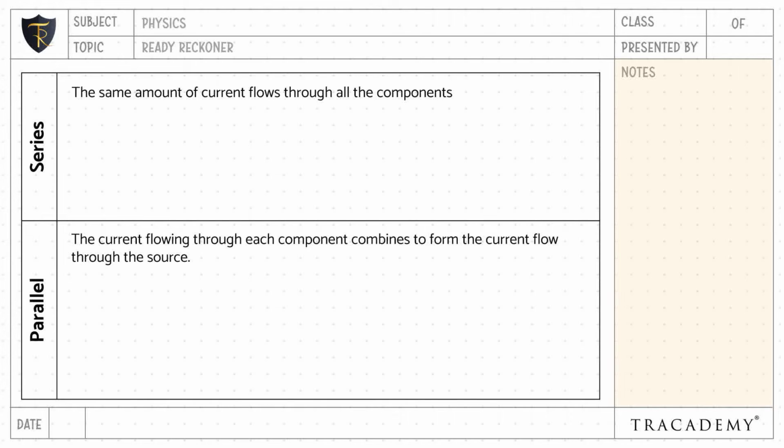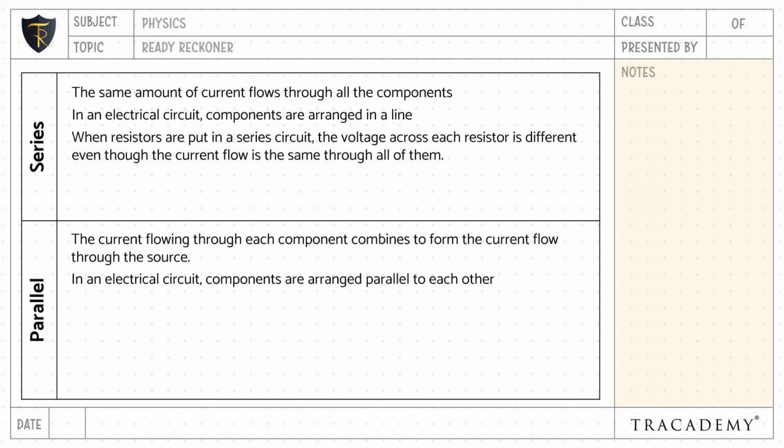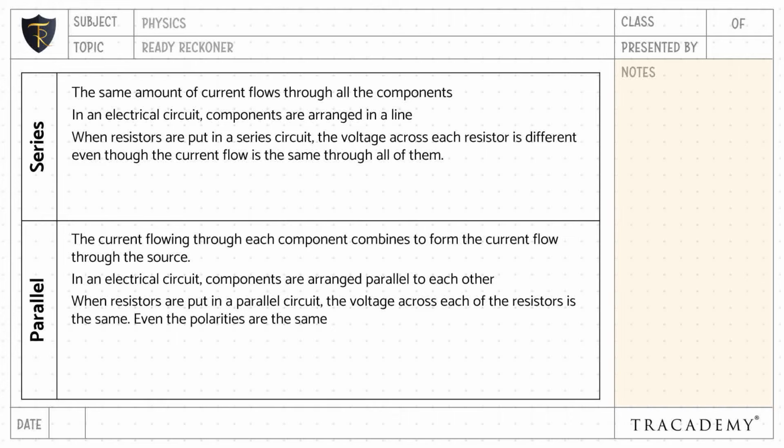In a series circuit, components are arranged in a line, whereas in a parallel circuit, components are arranged parallel to each other. When resistors are put in a series circuit, the voltage across each resistor is different even though the current flow is the same through all of them. Whereas when resistors are put in a parallel circuit, the voltage across each of the resistors is the same.